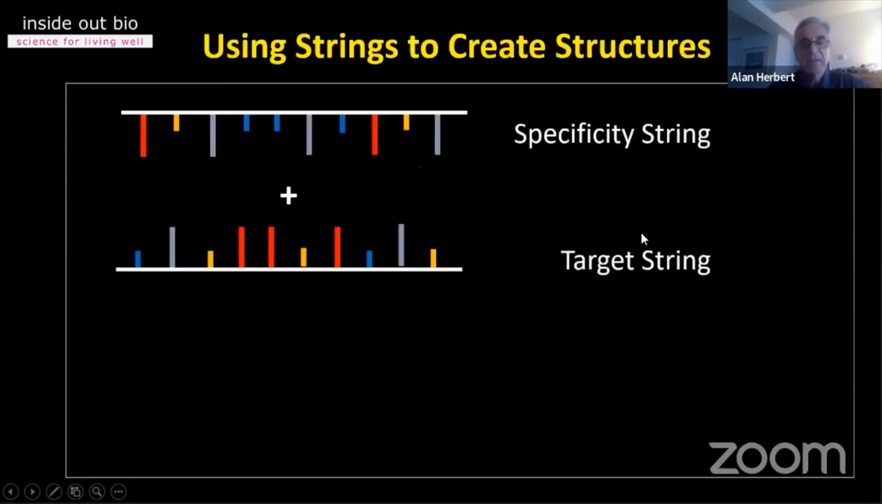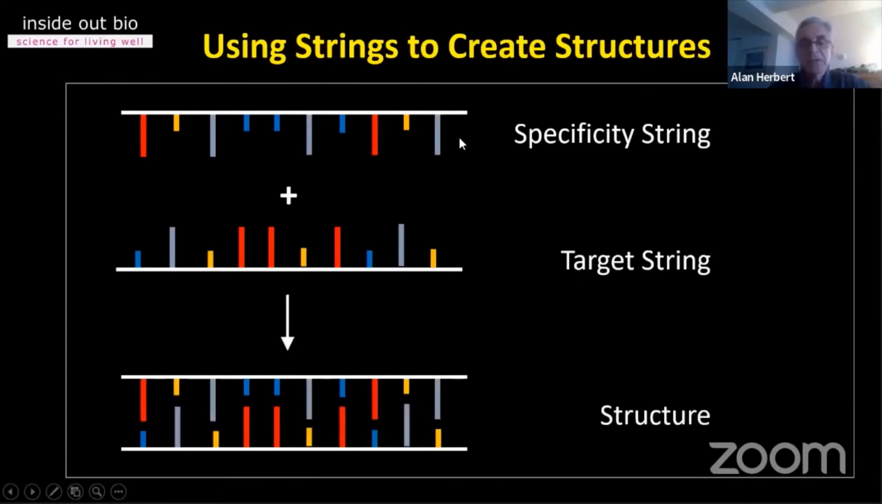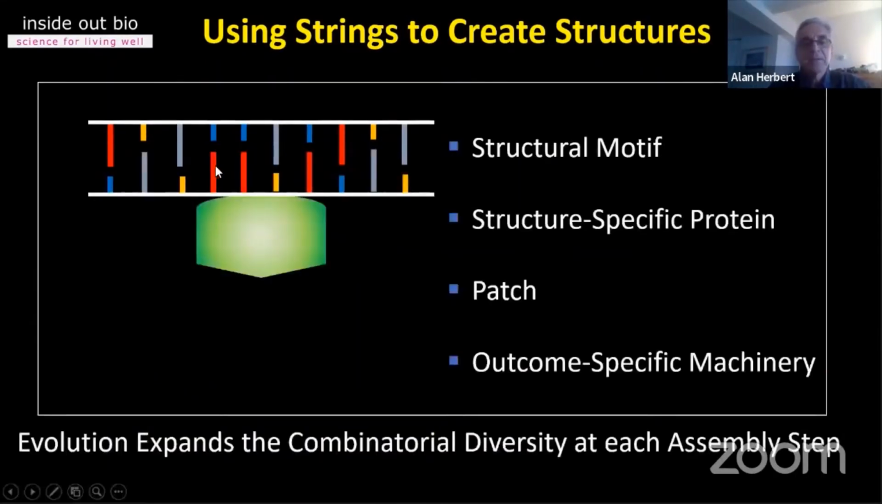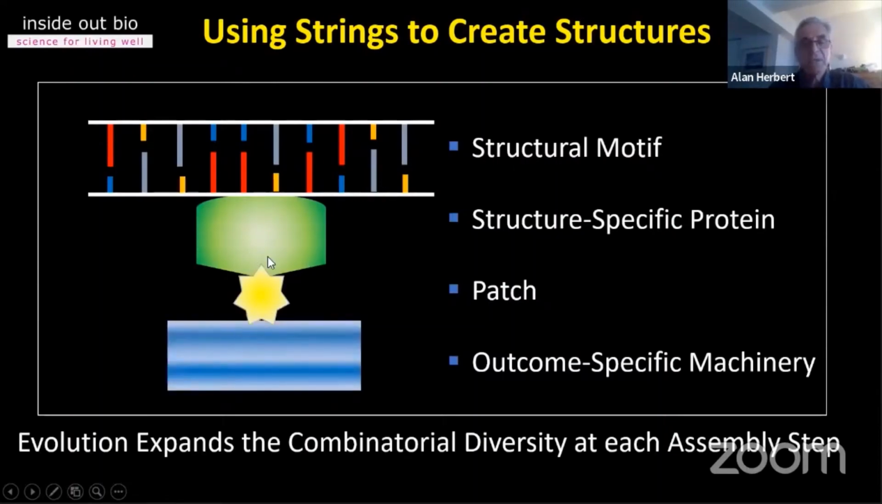a particular genomic site. You can use strings to create structures, and so you can have complementary strands that base pair with each other, and they combine to form a structure. And why is that useful? Because it allows you to use structure-specific proteins that have particular patches on them that allow you to localize transcriptional machinery to that particular structure.